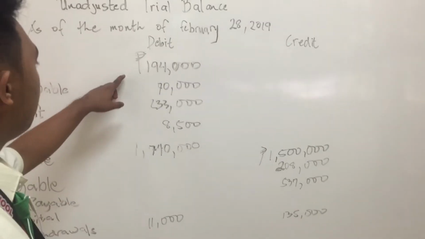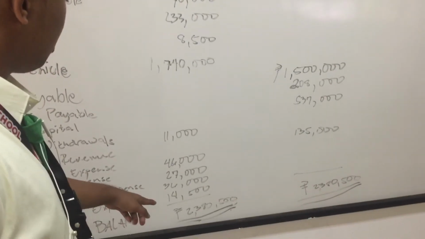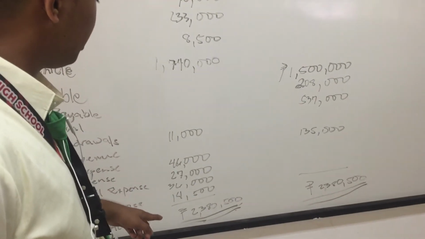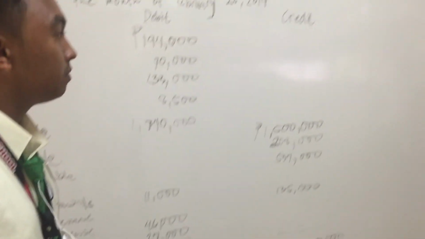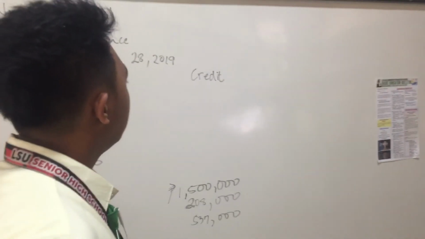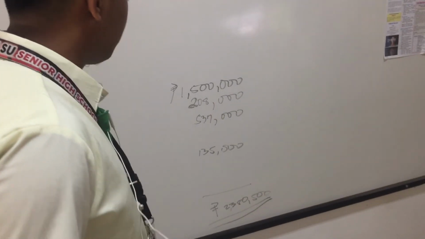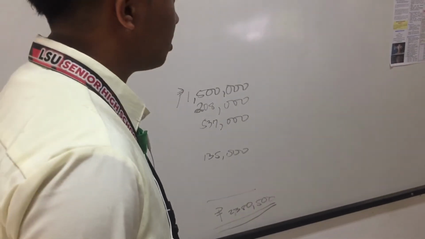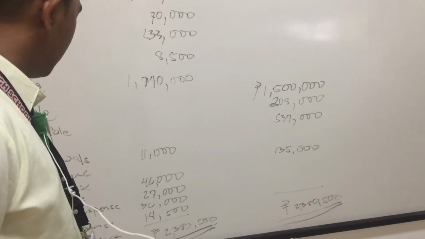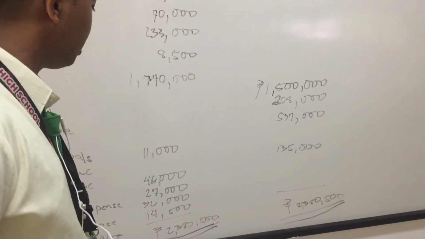The amount of the debit side is 2,380,500 pesos. And we will add the amount of the credit side, which is 2,380,500 pesos. The total balance is 2,380,500.